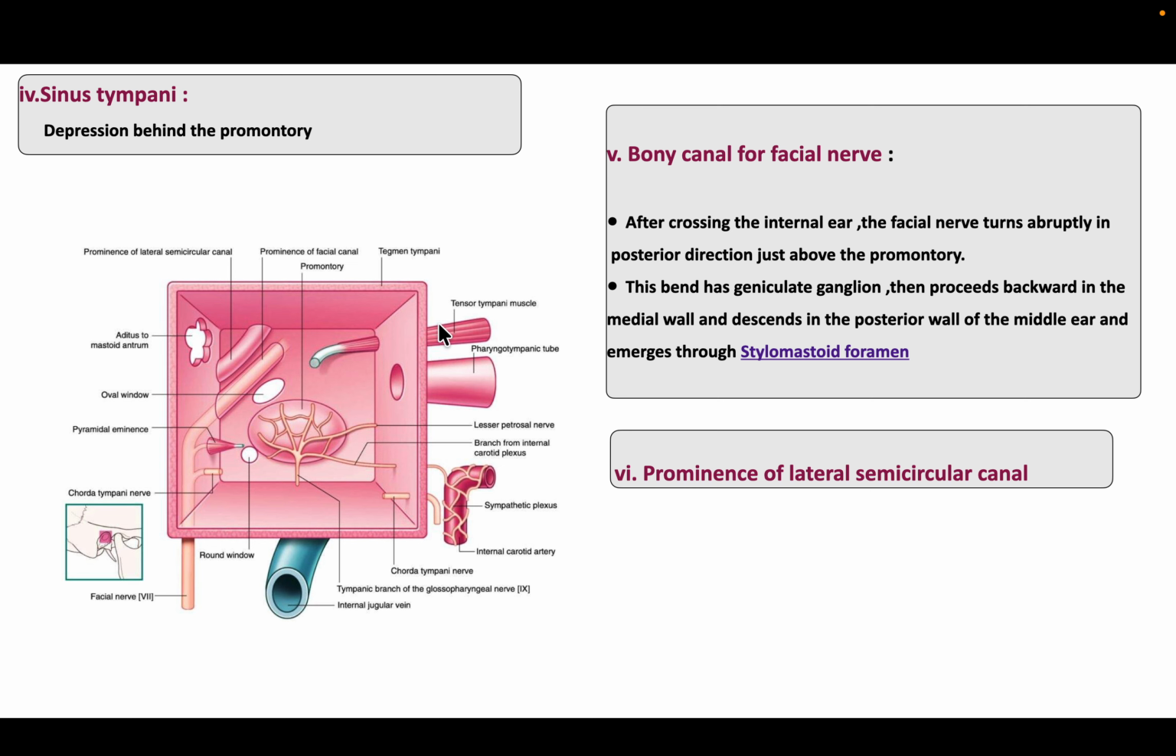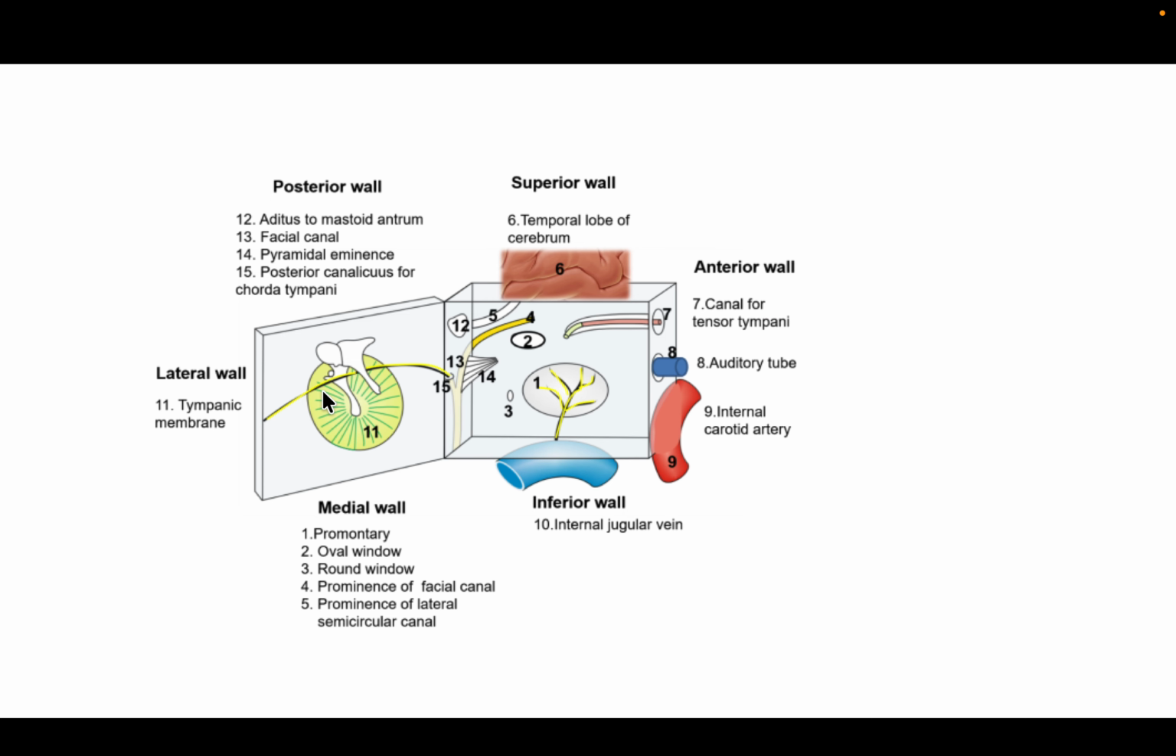This was the anterior wall in which these structures are there: tensor tympani, then the pharyngotympanic tube, and a thin plate of bone separating it from the internal carotid artery. In the posterior wall you can see the aditus to the mastoid antrum, then the pyramidal eminence, and the chorda tympani canal. The floor is separating it from the internal jugular vein, and the roof is separating it from the temporal lobe of the cerebrum. So this completes the cavity of the middle ear.